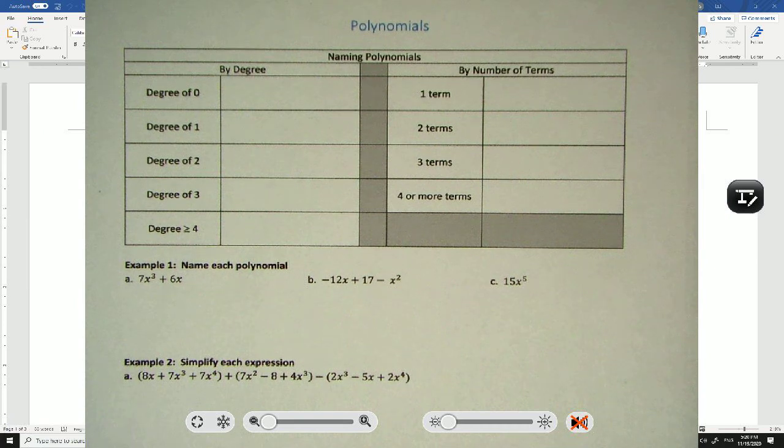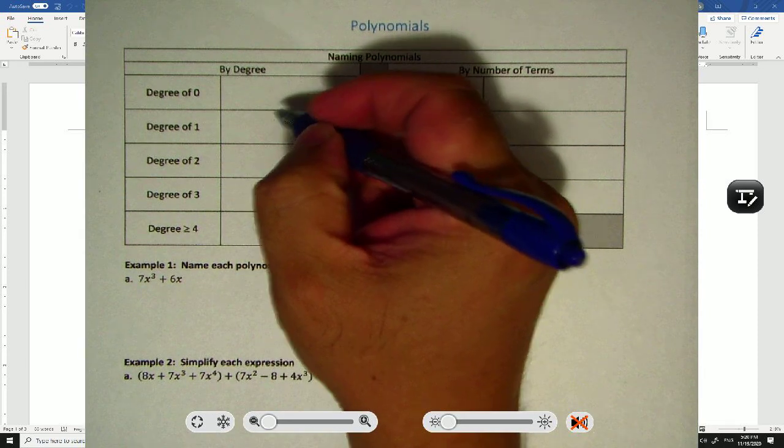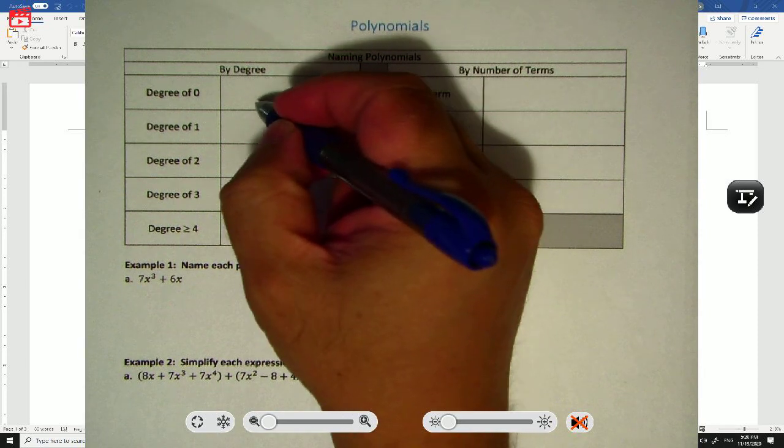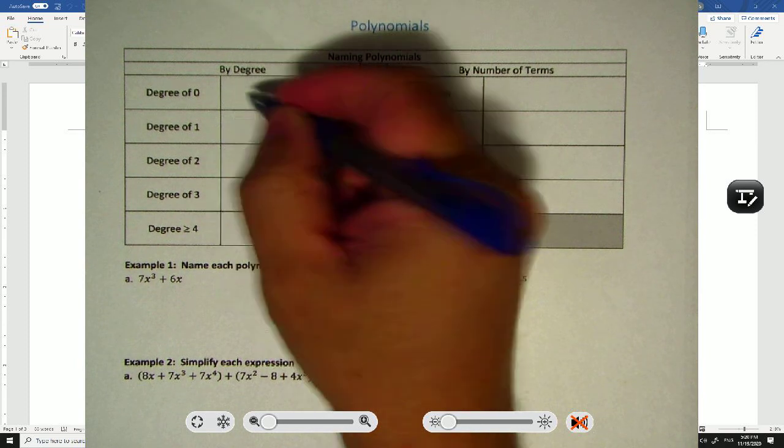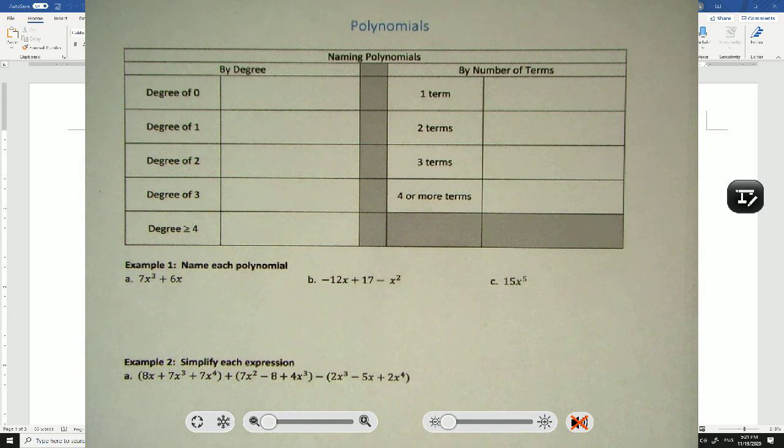Okay, here are the polynomial notes. Alright, here we go. So, the degree of a polynomial: degree is the highest exponent.